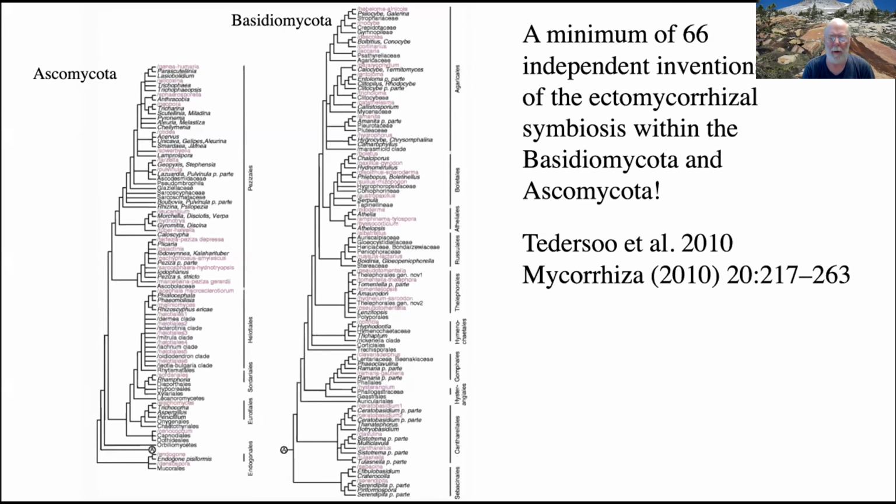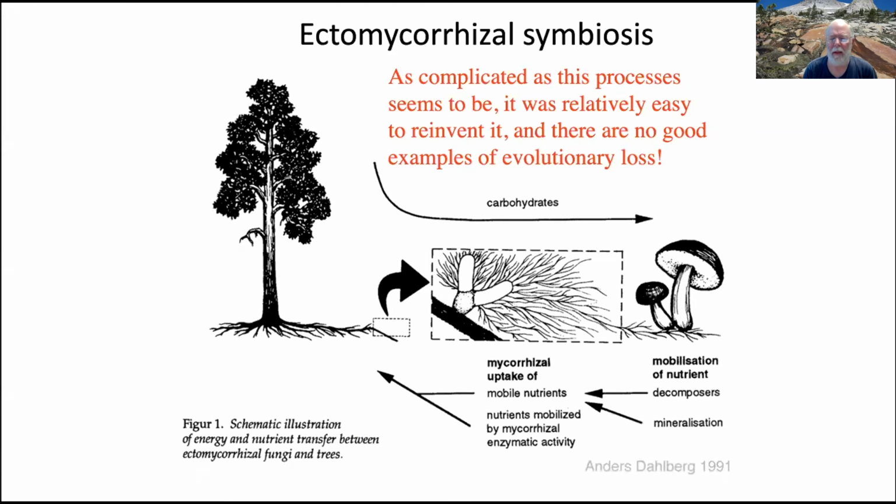So as complicated as this process seems to be, it was relatively easy to reinvent, and there are no good examples of evolutionary loss. That is, once a fungus lineage becomes ectomycorrhizal, there's no evidence it ever reverts to being saprophytic or parasitic. So this part of it is really a mystery, but there's pretty good data on it now.